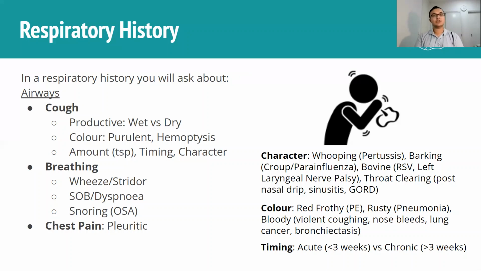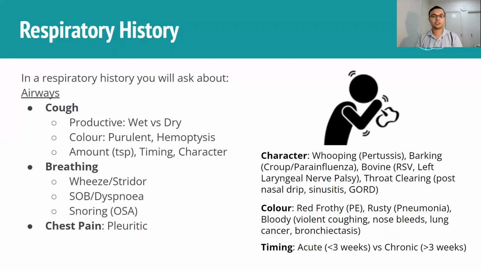And next up in your airways, you can also ask about breathing. So with breathing, you have things like wheeze and stridor. Wheeze and stridor are whistling sounds that come from the airways when they're breathing in and breathing out. Wheeze is more so when you're breathing out, a high-pitched sound coming from the airways, and that would be associated with some pathologies like asthma, for example. And stridor is the same thing except when you're breathing in.